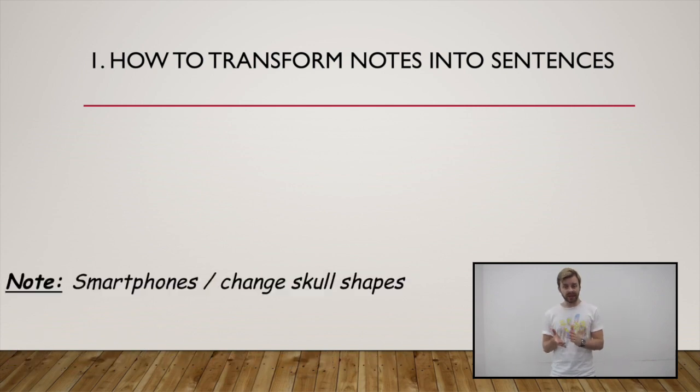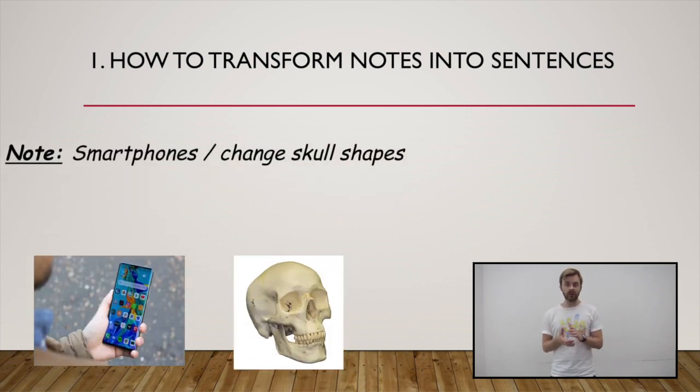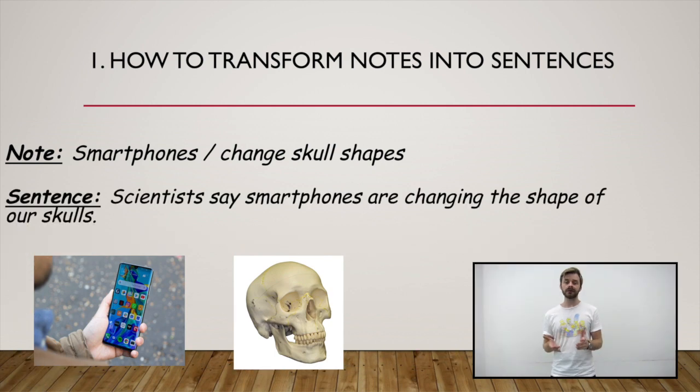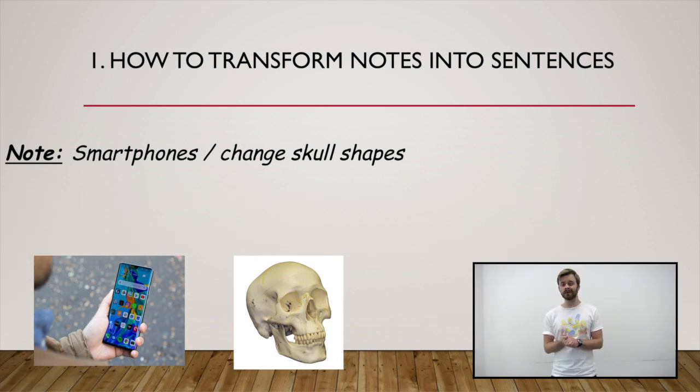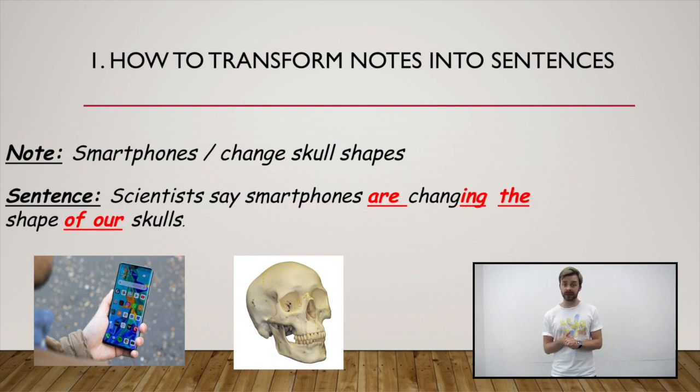Now look at the sentence and look at what words have been added. Most of the words that have been added are not important words like nouns and verbs, but more grammatical or non-essential words like articles, prepositions, possessives, the verb be, and auxiliary verbs. So when you transform notes into sentences, think carefully about the non-essential grammatical words you need to add.